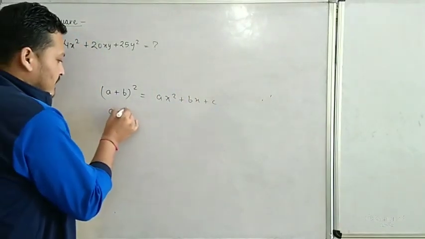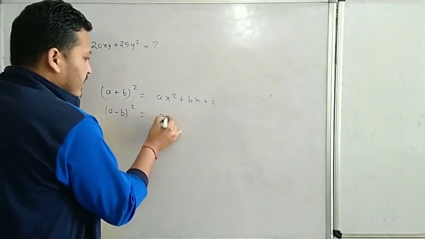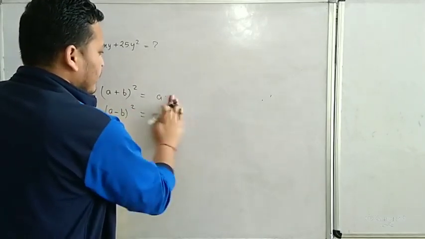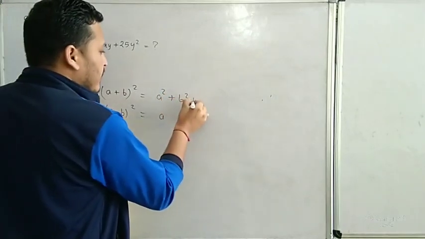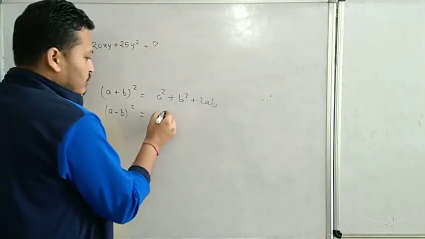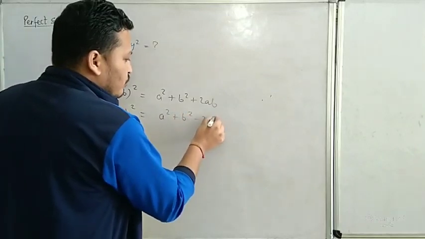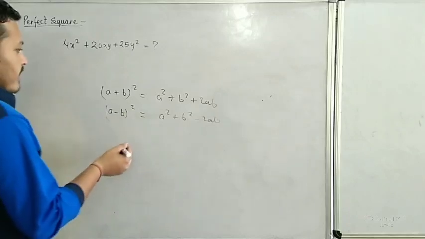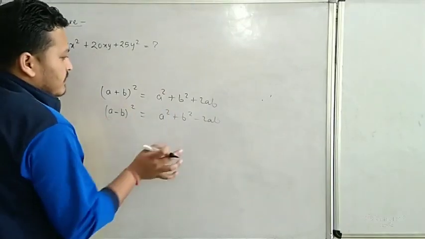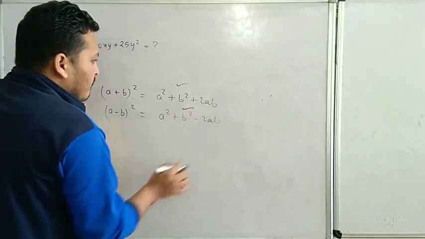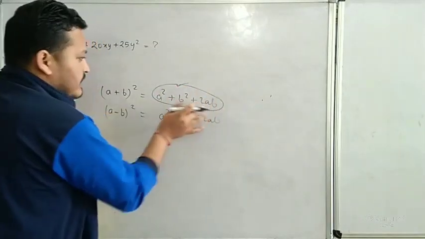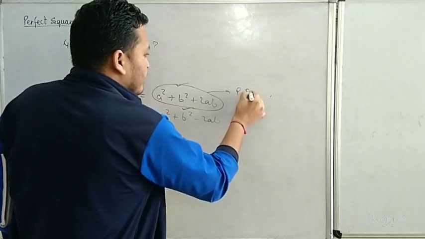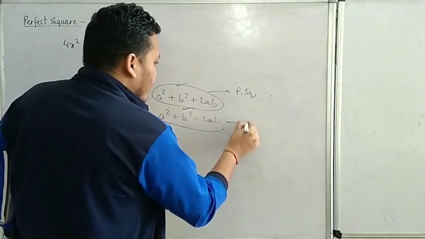Then same, a minus b whole square is equal to, sorry, ये गलत लिख दिया, a square plus b square plus 2ab. Next a minus b whole square, a square plus b square minus 2ab. Okay sir, same. Next, if any number you can write in the form of a plus b or a minus b, तो ये जो नंबर है, इसको हम लोग क्या बोलेंगे, this expression is a perfect square number. This algebraic expression is also a perfect square.